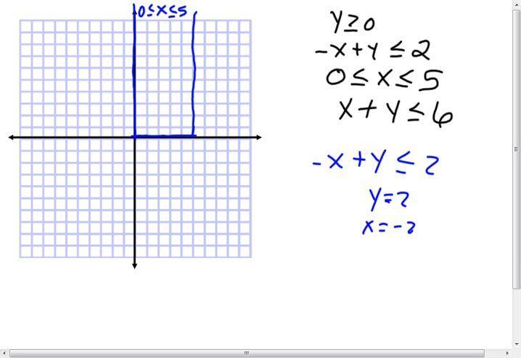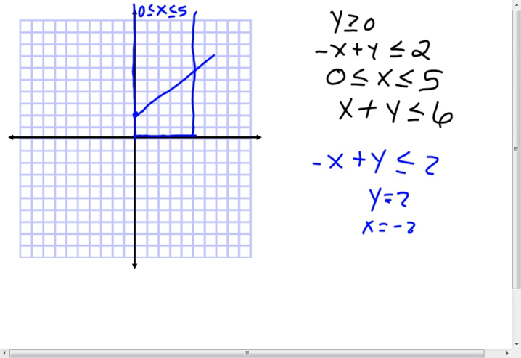So we'll go to negative 2 for the x, which will be here, positive 2 for the y, which will be here, and we will draw a line that goes up. Notice the part to the left of the y-axis is not included, so I can erase that just so that we know that we're inside this bounded region.